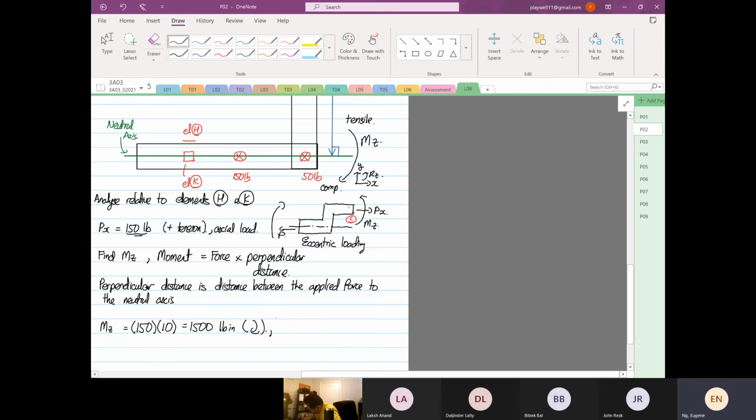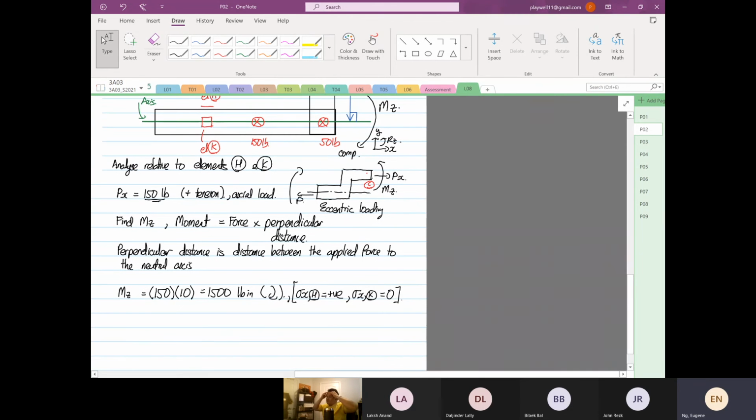So stress X of element H due to bending moment will be in tension, and stress X on element K will be equal to 0, because element K is on the neutral axis.